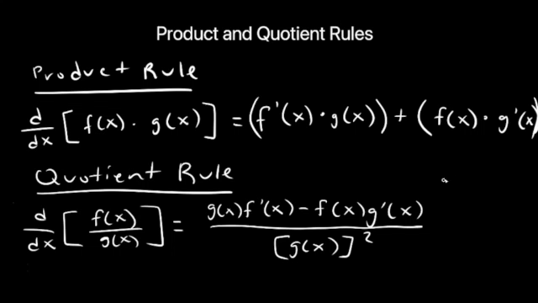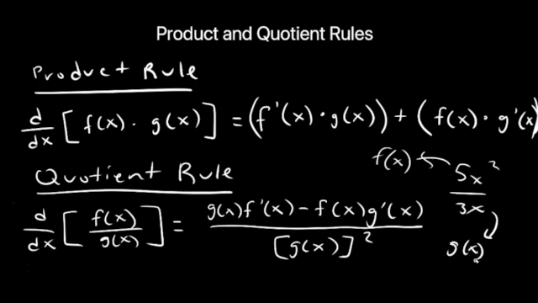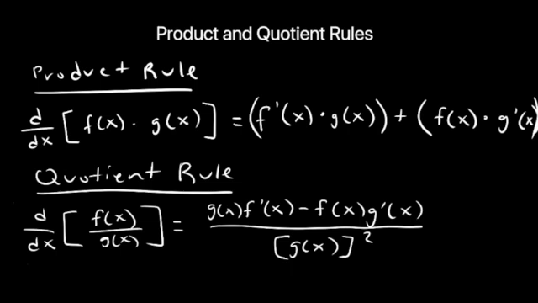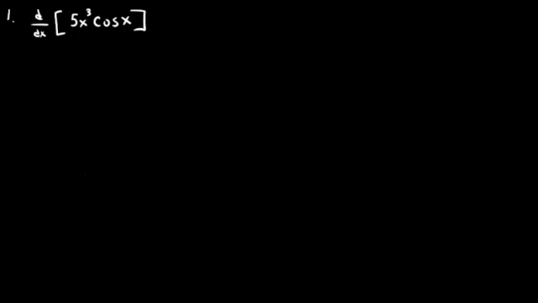Same as before, say you have like 5x squared over 3x. This is f of x and this is g of x. Very simple, just plug it in and you should be able to get your answer. Okay, so now let's go on and do our first product rule example.